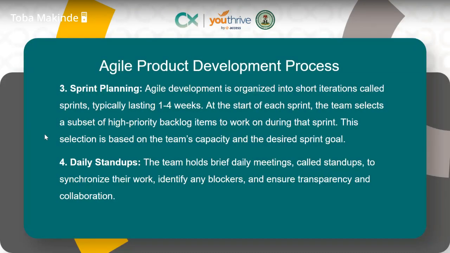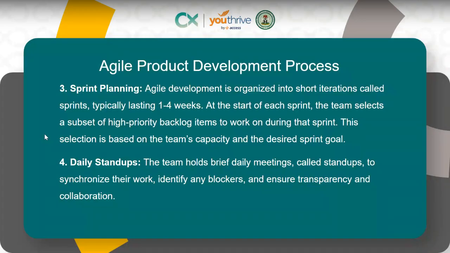In sprint planning, agile development is organized in short iterations called sprints. Typically it's 1 to 4 weeks, but most companies use 2 weeks. At the start of each sprint, the team selects a subset of high-priority backlog items to work on during that sprint. Remember, we already talked about backlog grooming, where you refine some set of features that you want to work on. Then you plan those based on priority, subsetting them for each sprint.